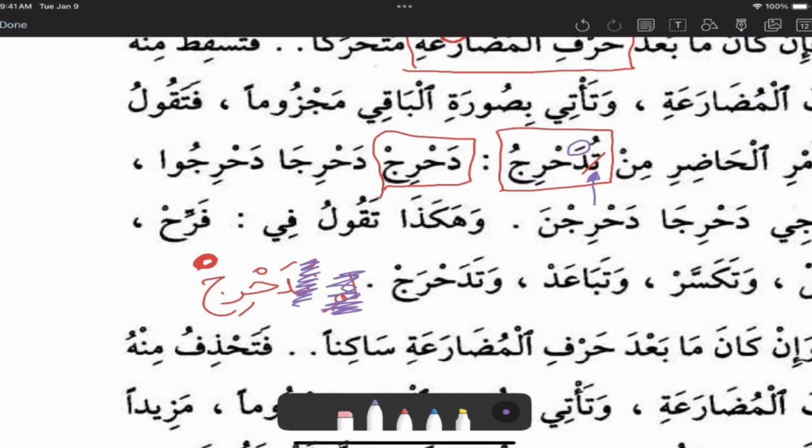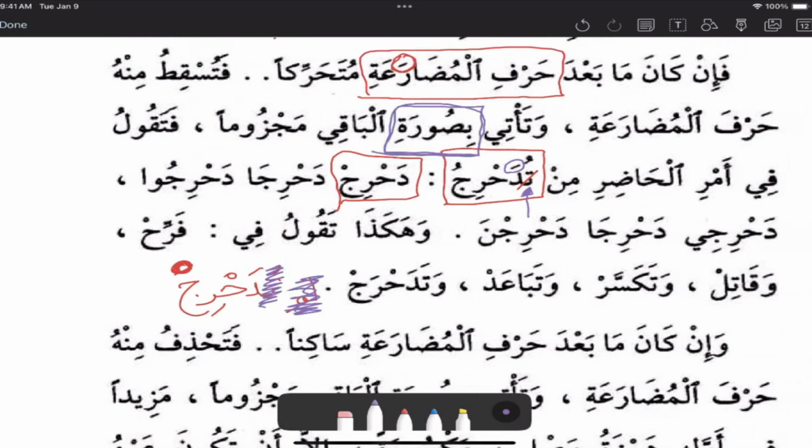majzoom, meaning ala surati al-majzoom. That's why it says surah. It looks like it's majzoom. It's not really majzoom though. It's just built like that. It's mabni. It's built like a mudari' verb had the mudari' verb been majzoom. And so you would say dahrij, dahrija, dahriju, dahriji, dahrija, dahrijn. Okay, I'm going to show you.